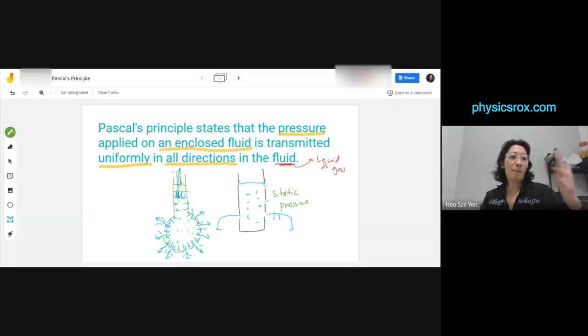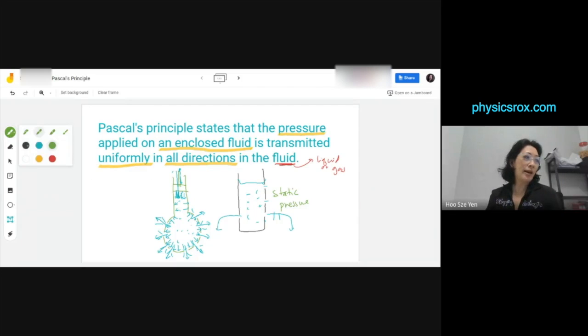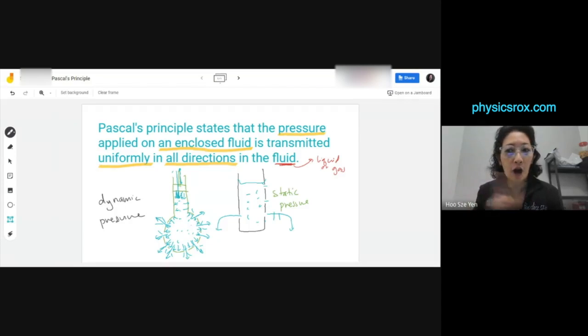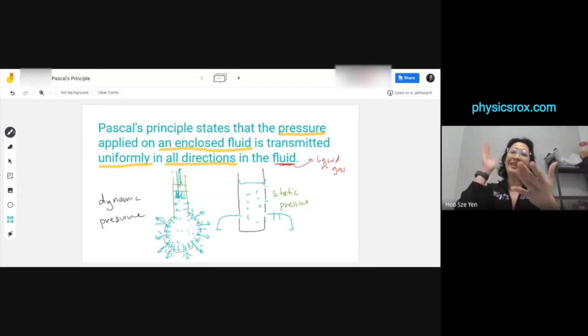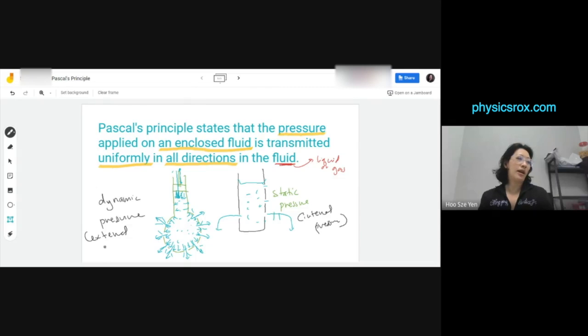However, for Pascal's principle, this one is dynamic pressure. Okay, sorry, I pressed the button. Dynamic pressure. That means this is now not due to the water. This is pressure that we exert onto the liquid, an external pressure. You can think of it this way: this is internal pressure, and this one is external pressure, nothing to do with h rho g.